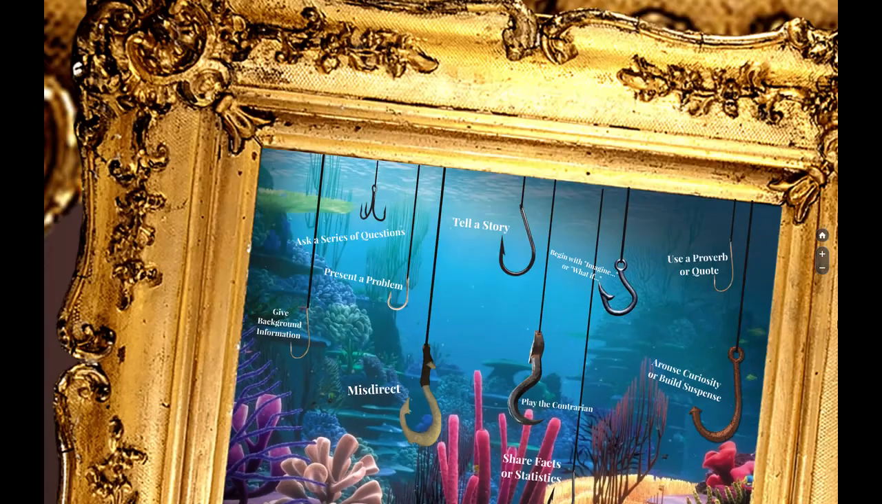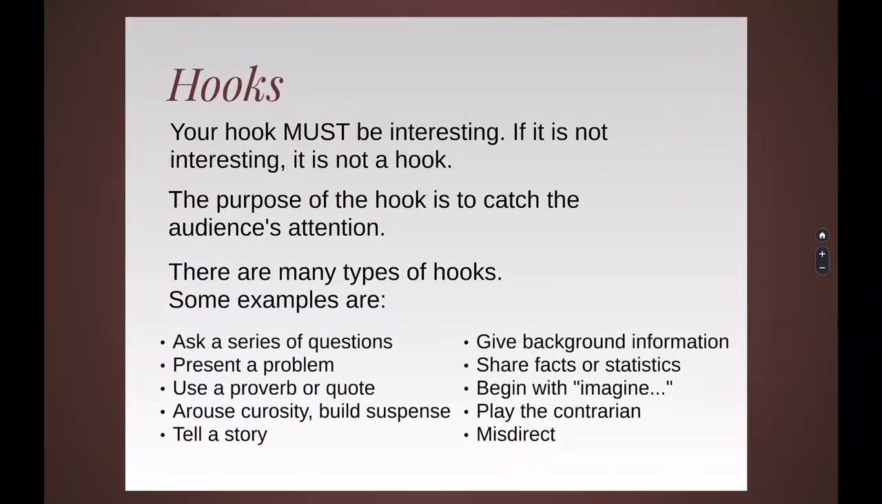Okay, let's review. Hooks. Your hook must be interesting, and if it's not interesting, it's not a hook. The purpose of the hook is to catch the audience's attention. Again, with your hook, I want to emphasize that your hook is one of the first things that the audience hears, but it's actually one of the last things that you'll create.